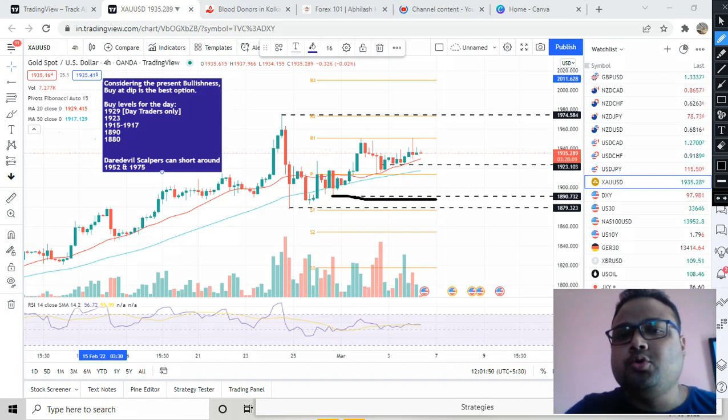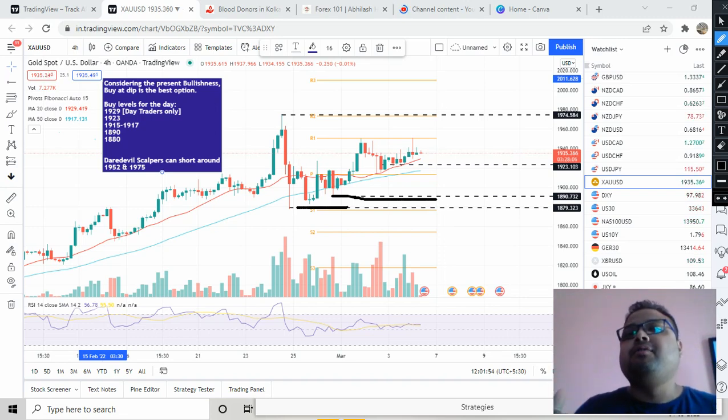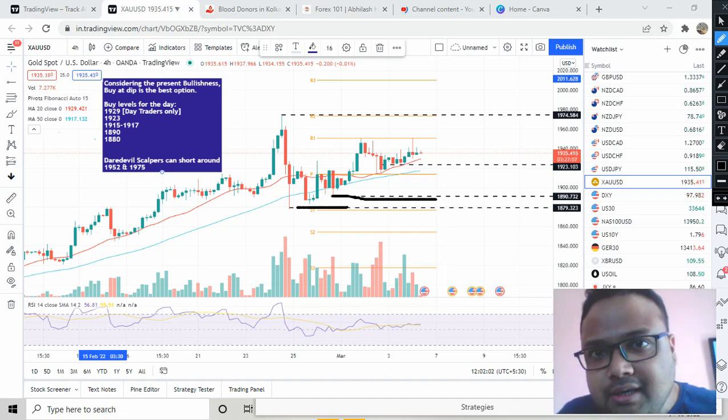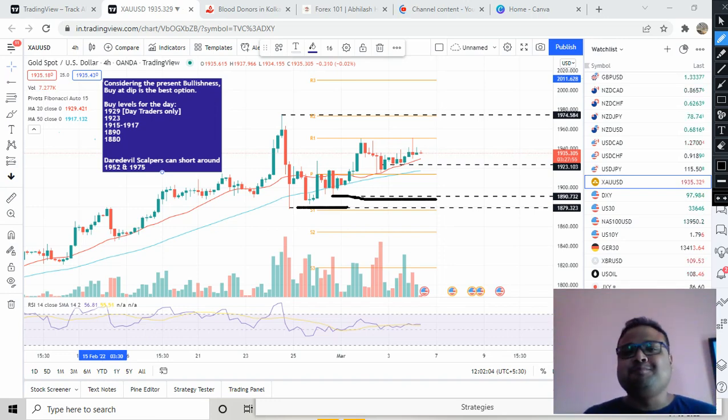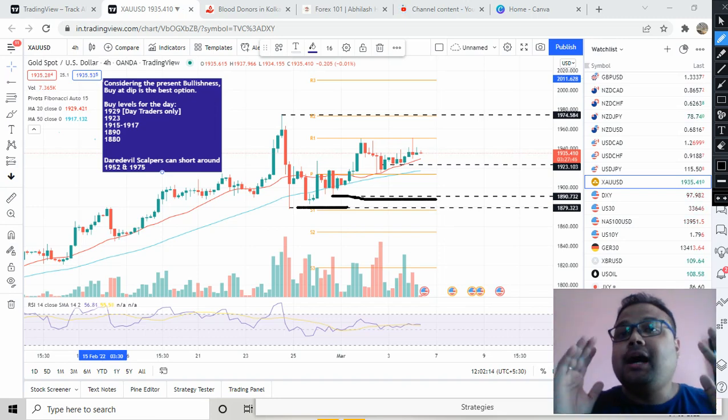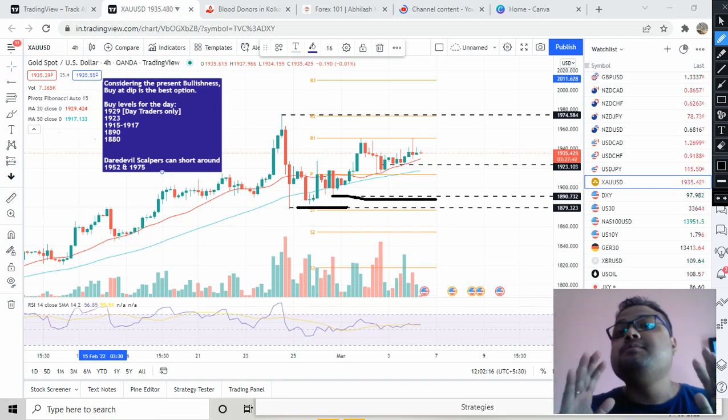These also are two levels for the market, but keep in mind that these two levels are far away from the current market price. But still I'm mentioning these levels because today NFP is there. As we all know, gold is crazy. So if price comes down to this level, then definitely we can hope for a bounce. Do not take a sell position. Do not take a sell position under normal market circumstances.